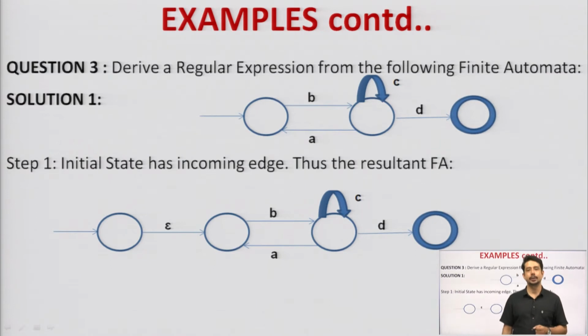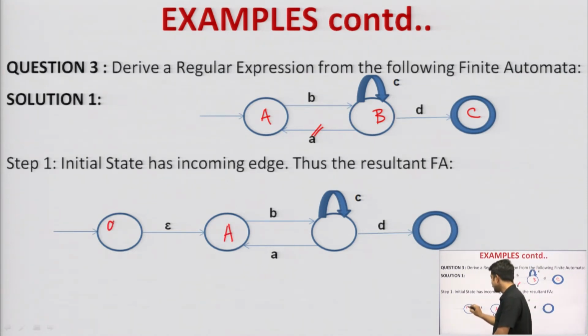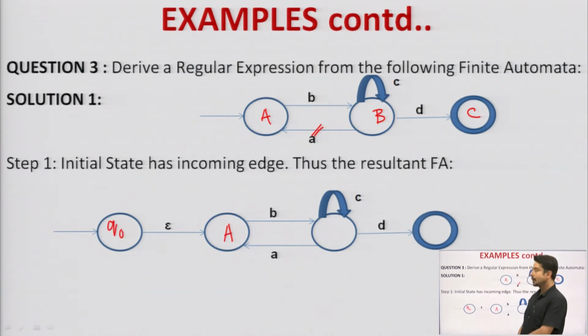Now, let us go with the next question. Question number 3 says that the given diagram is with you all. Let us go with the first rule: the initial state should not have any incoming edges. This is coming in, so I will make this a normal state. Let me name the states A, B and C. A will become a normal state and Q naught will become the new initial state, and the others will remain as they are.